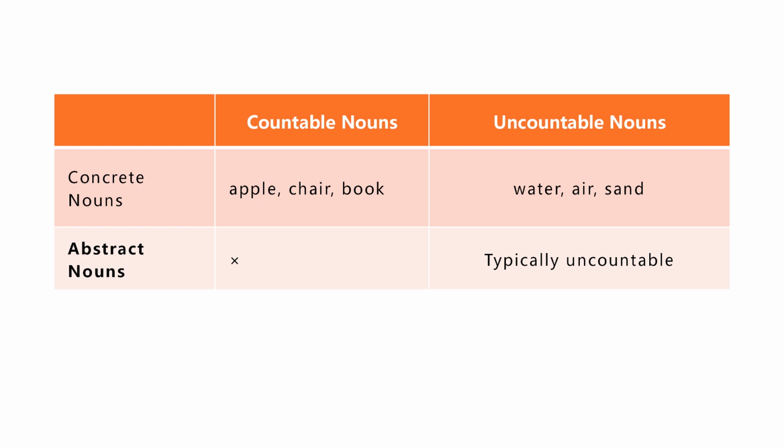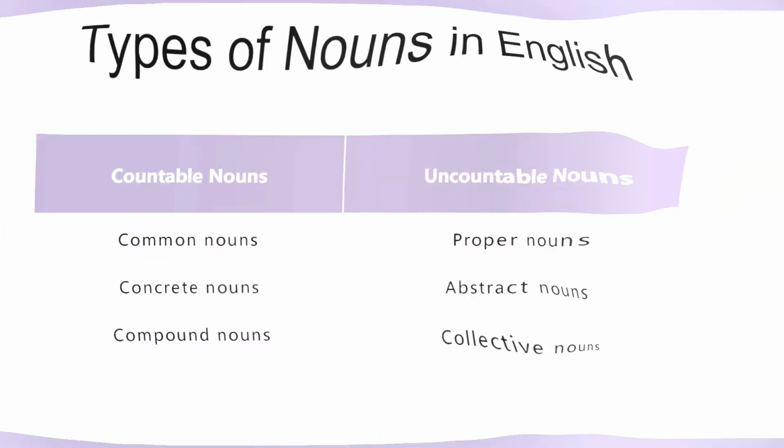In contrast, concrete nouns can be both countable or uncountable, and we will explore the grammar of concrete uncountable nouns in the next lesson. So, for now, we'll focus on understanding the role of abstract nouns and how they generally function in the singular form.